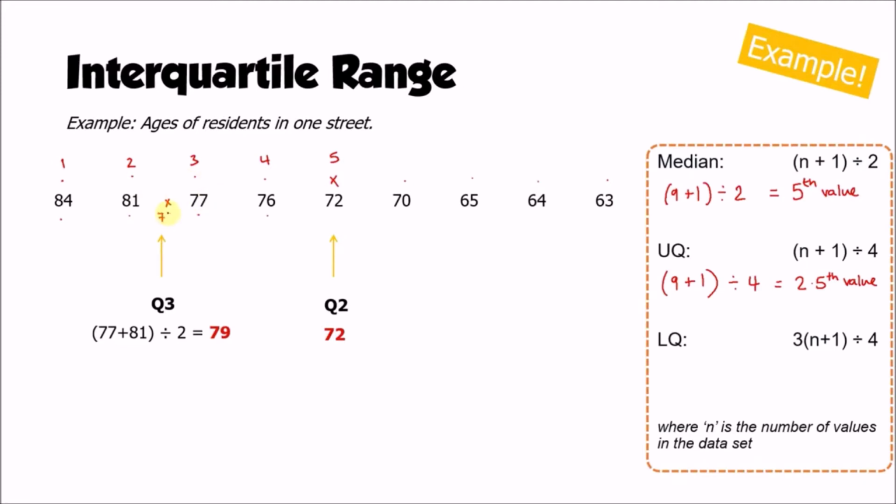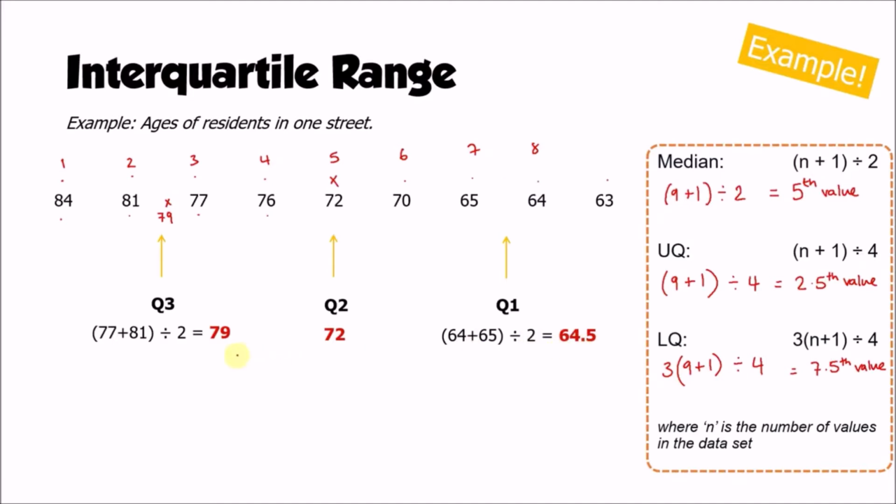So that is our upper quartile. We could do the same for the lower quartile. In this case, 3 times 9 plus 1 divided by 4. Okay, so 9 plus 1 is 10. We times that by 3, that gives us 30. We divide that by 4, that gives us the 7.5th value. So again, 5, 6, 7, 8. It's going to be halfway between 65 and 64. Well, those numbers are a little bit closer together, so it's easier to maybe work that out in our heads. 64.5. So our lower quartile is 64.5.